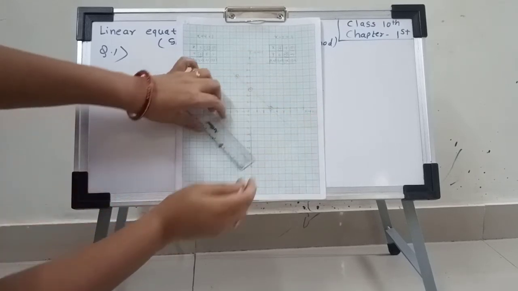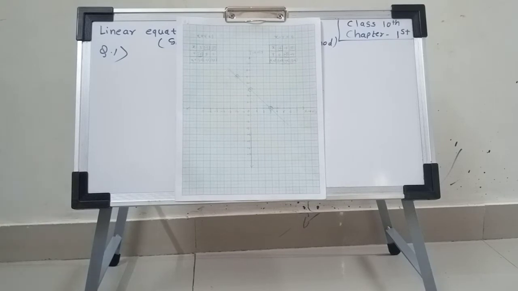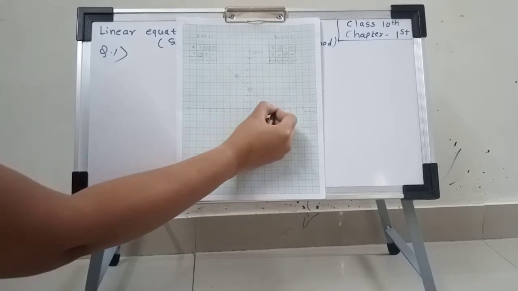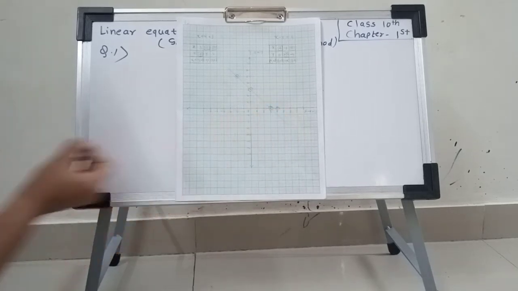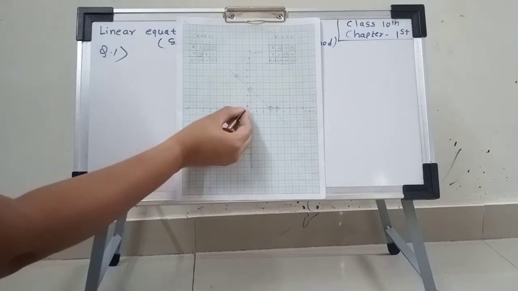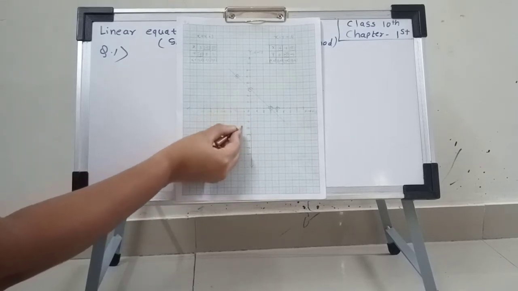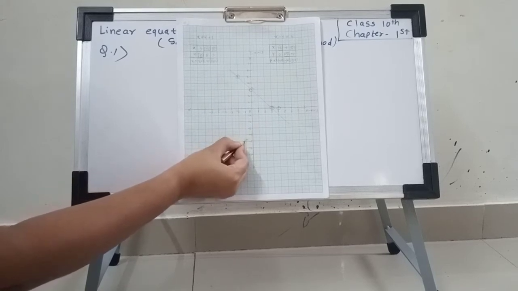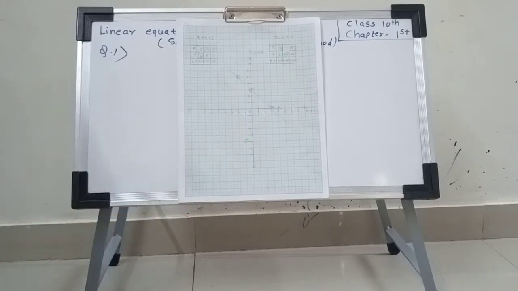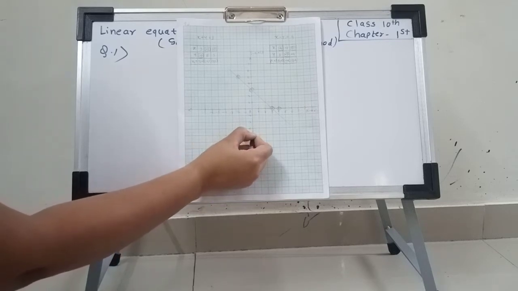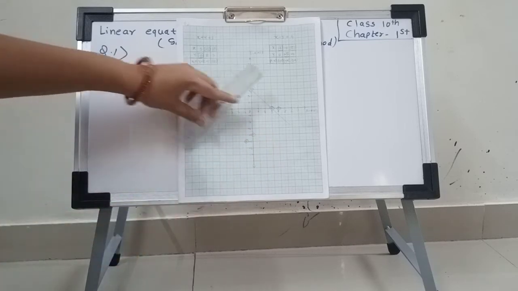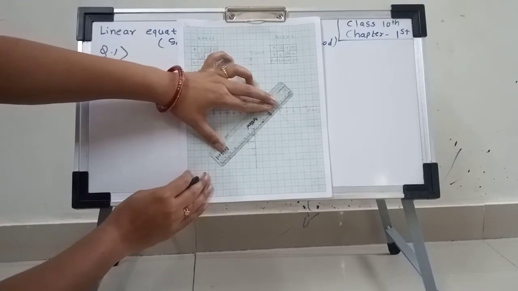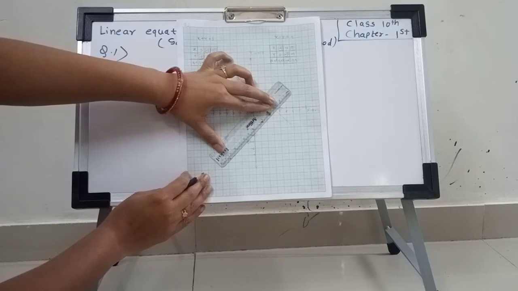Now draw the points for the second equation, x minus y is equal to 4. When x is 4, y is 0, means this point. When x is minus 1, y is minus 5: minus 1, minus 5. When x is 0, y is minus 4: x is 0 and y is minus 4, means this point. Now join the 3 points to complete the graph.